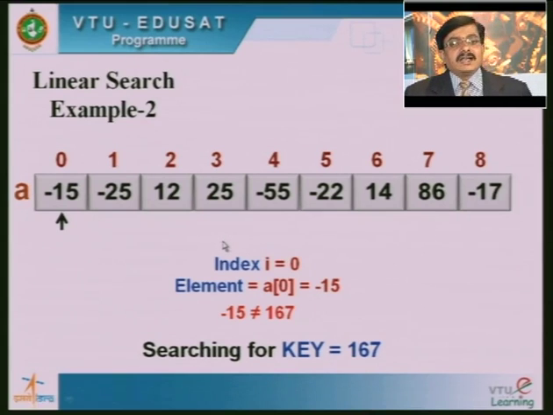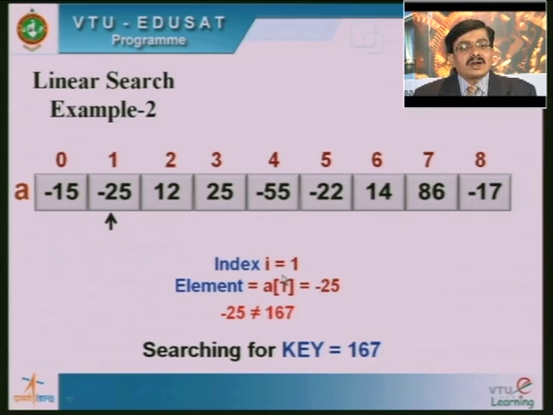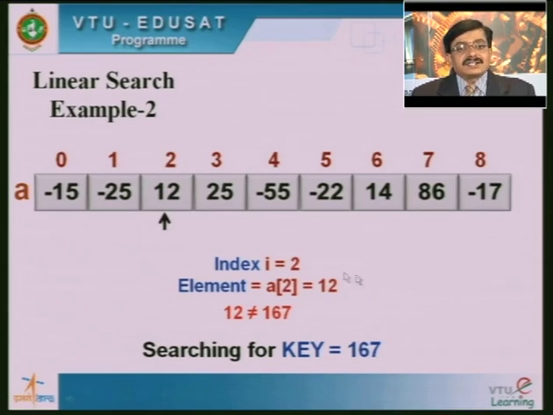Now if you see here, when I is equal to 0, A of 0 is minus 15. Minus 15 is not equal to 167, so we go for the next element. Now I becomes 1, and A of 1 is minus 25. It is not equal to 167. Again I go for the next iteration, I becomes 2, and A of 2 value is 12, and 12 is again not equal to 167. So I take the decision of again going for the next iteration in the loop.